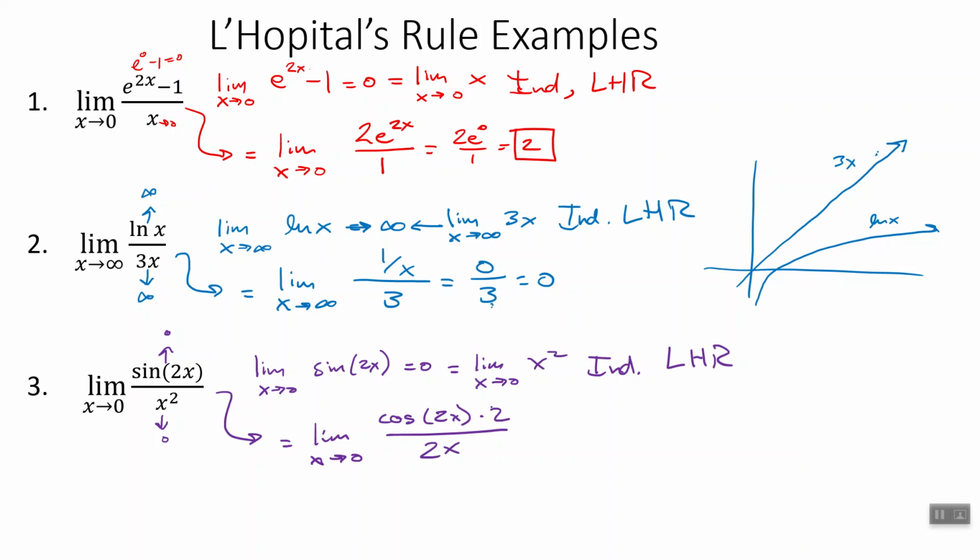Now, as we go to 0, at the top, cosine of 0 is 1. 1 times 2 is 2. Bottom, as we go to 0, is 0. 2 over 0 is undefined, so this limit does not exist. So we can still get does not exist as an answer. All right, 0 on the bottom still gives us a problem if there's a number on the top.